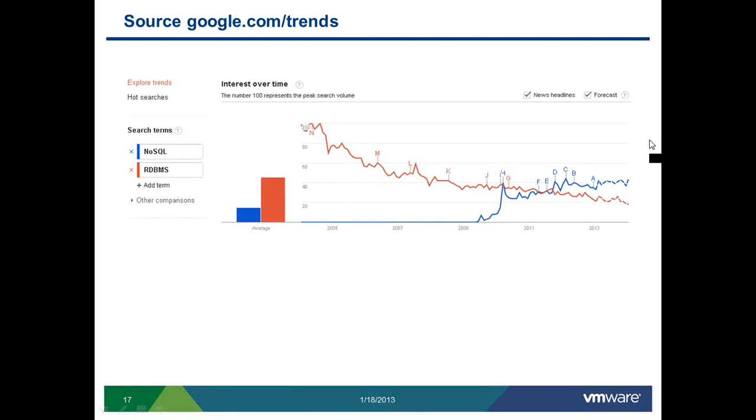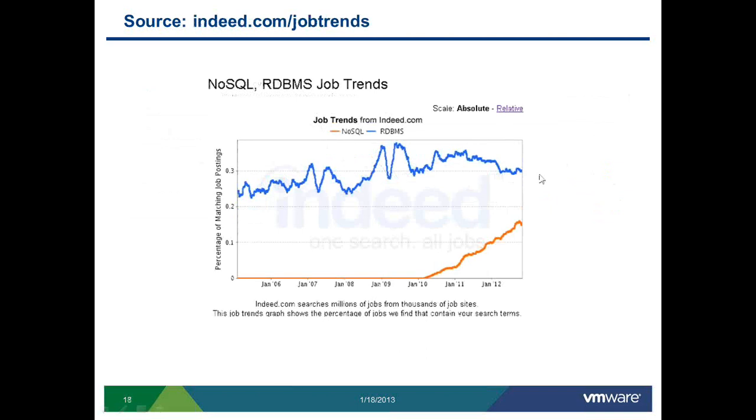So this shows trends in Google with respect to NoSQL. You can see that NoSQL trends have been increasing over here, the blue line, and the red line shows the RDBMS trends. And if you look at the job trends, the NoSQL job trends have been steadily increasing from Jan 10th, 2010.